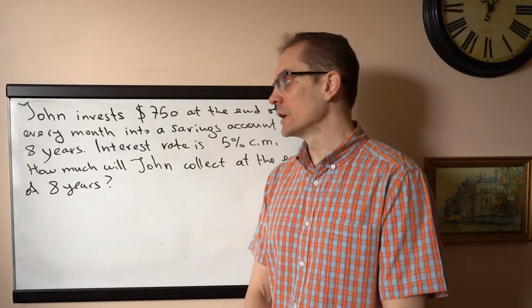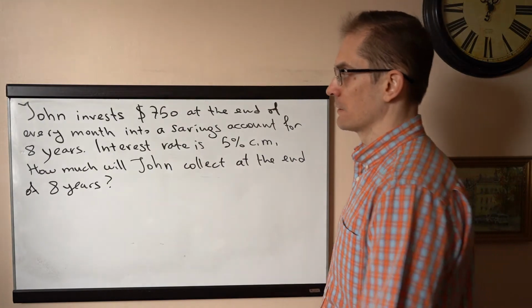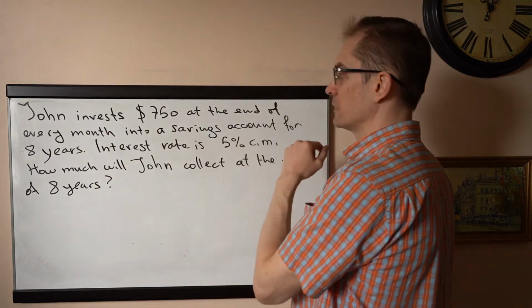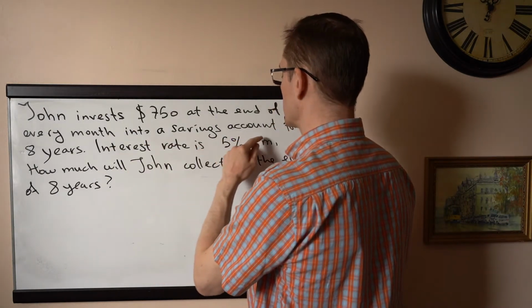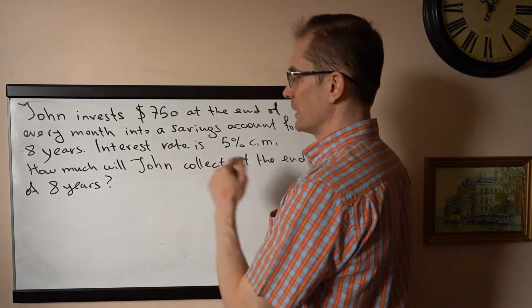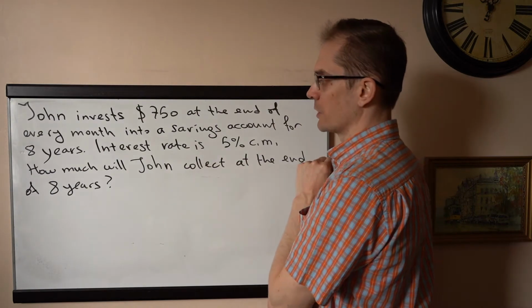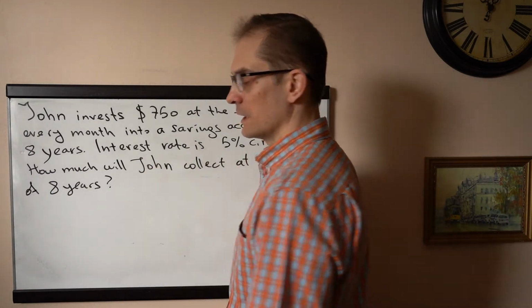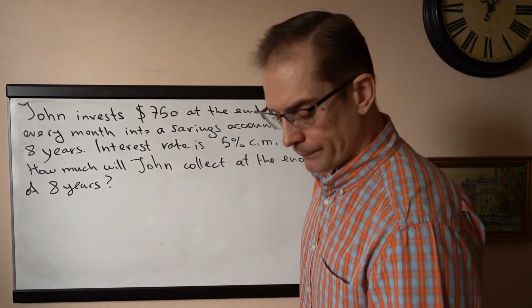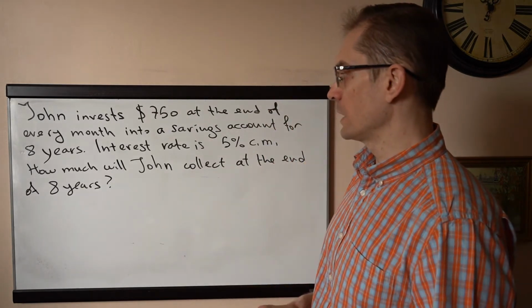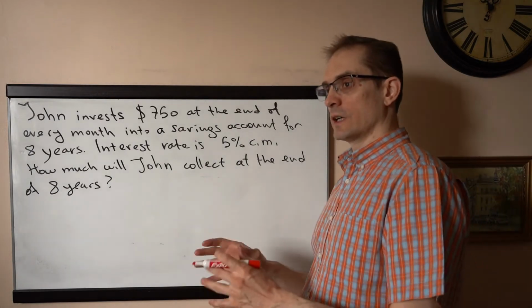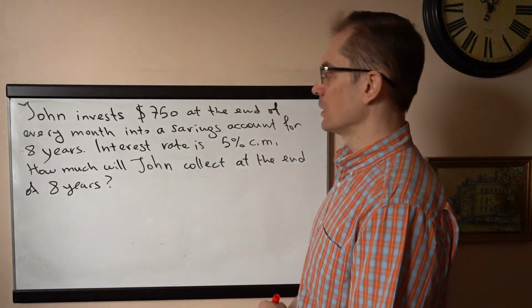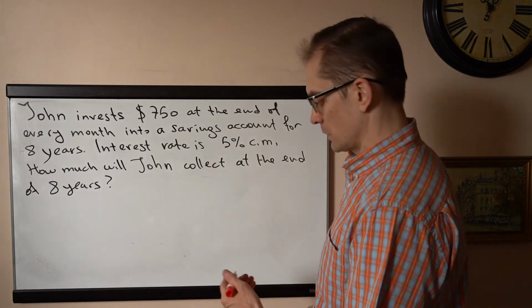For our first example, we have John, who invests $750 at the end of every month into a savings account for 8 years. Interest rate is 5% compounded monthly. How much will John collect at the end of 8 years? So, in this example, we have to first identify if we actually have an annuity, right? So, is it an annuity? Well, let's think about it.